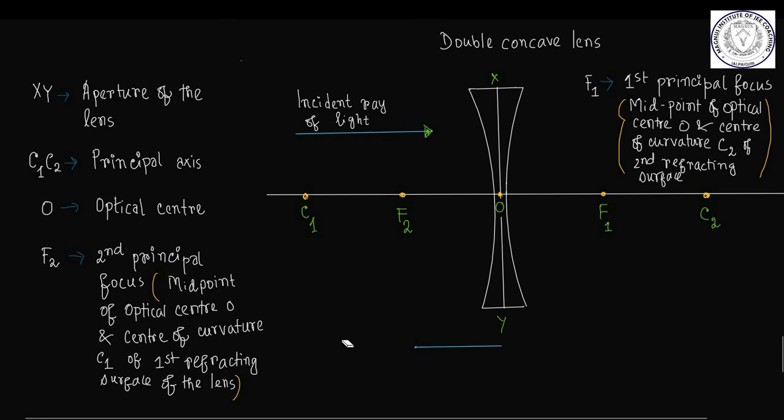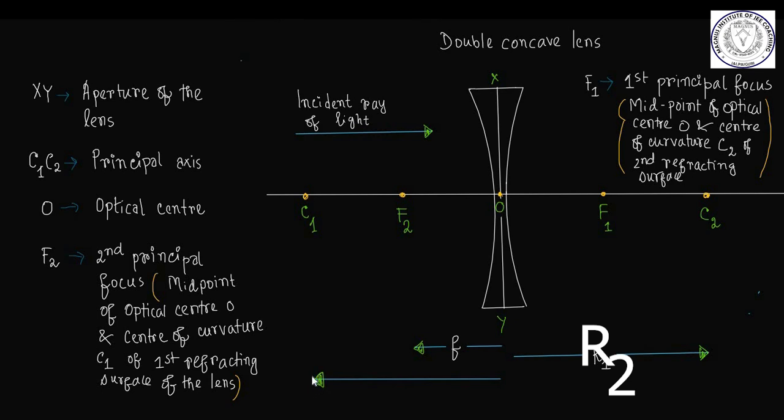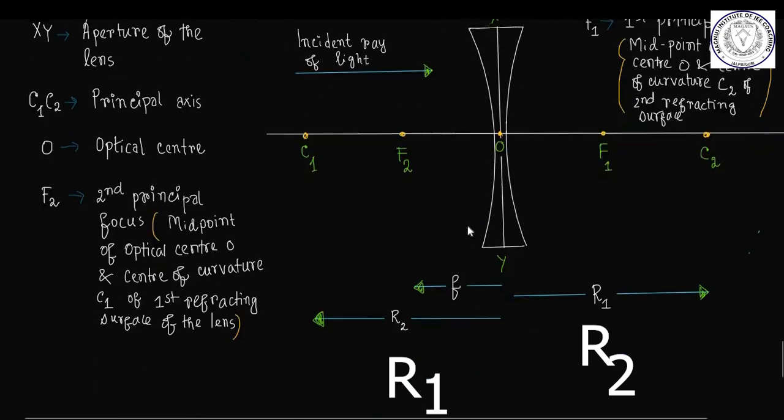Now we can denote the different distances with respect to this concave lens. If small f is the focal length of the lens, we can denote the radius of curvature of the second refracting surface as R2, and the radius of curvature of the first refracting surface as R1.